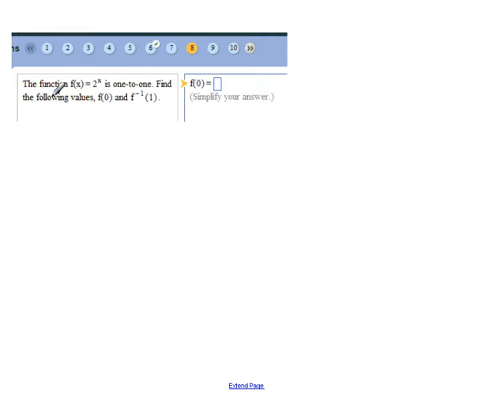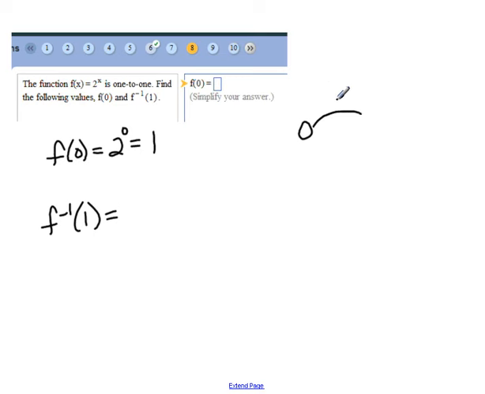Number 8 says the function f of x, which is equal to 2 to the x, which we'll study in the next section in more detail, is one-to-one. Find the following values. Well, it doesn't really matter if you know that that is an exponential function. To find f of 0, we would do 2 to the 0, but we know anything to the 0 power is 1. Well, by definition of the inverse function, what does f inverse of 1 have to be? If f is the operation that took 0 to 1, then f inverse has to be the operation that takes 1 back to 0. So f inverse of 1 has to be 0.